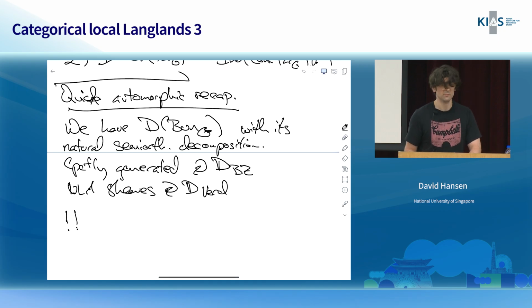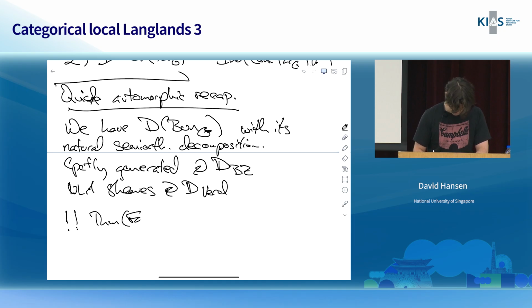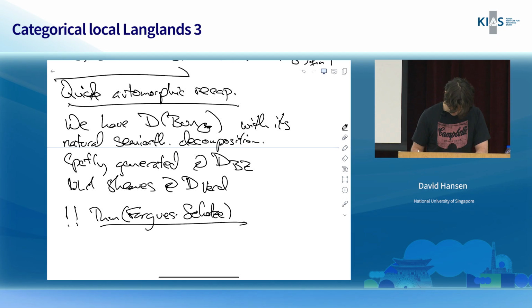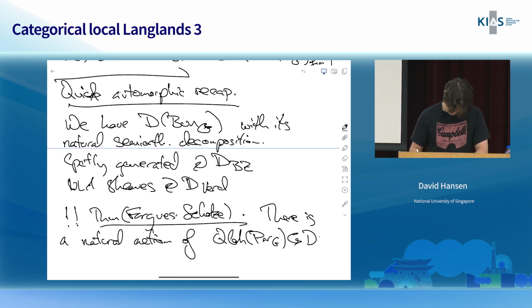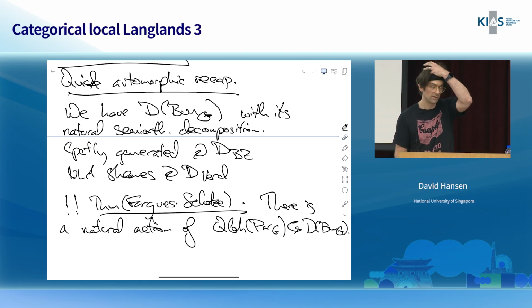And then the key thing that we're going to use a million times to get from one side to the other is this theorem of Fargues-Scholze, which we've already seen, but I state it one more time. So there is a natural action of Q par G on D bun G. And this, again, as we've seen, is usually called the spectral action, okay? And we've reviewed its construction already. I don't want to review the construction here.